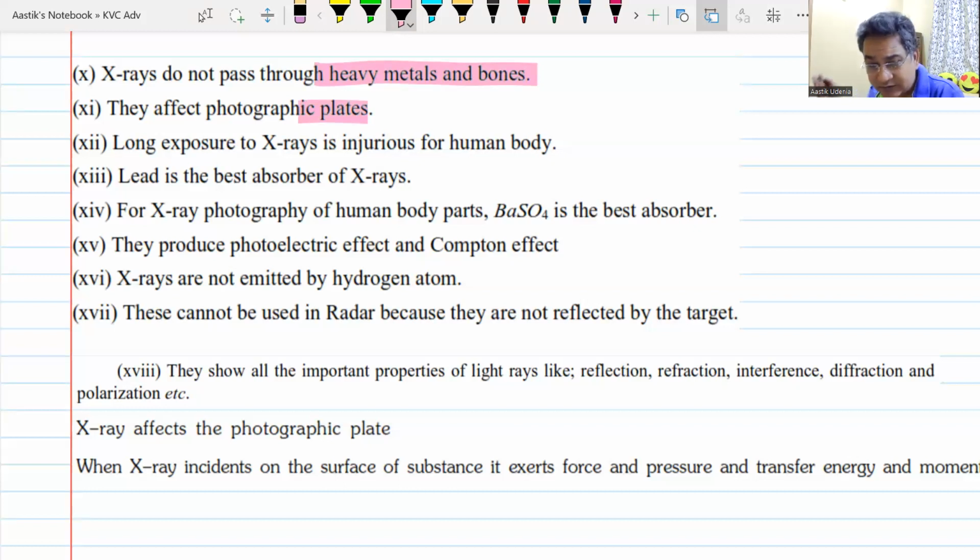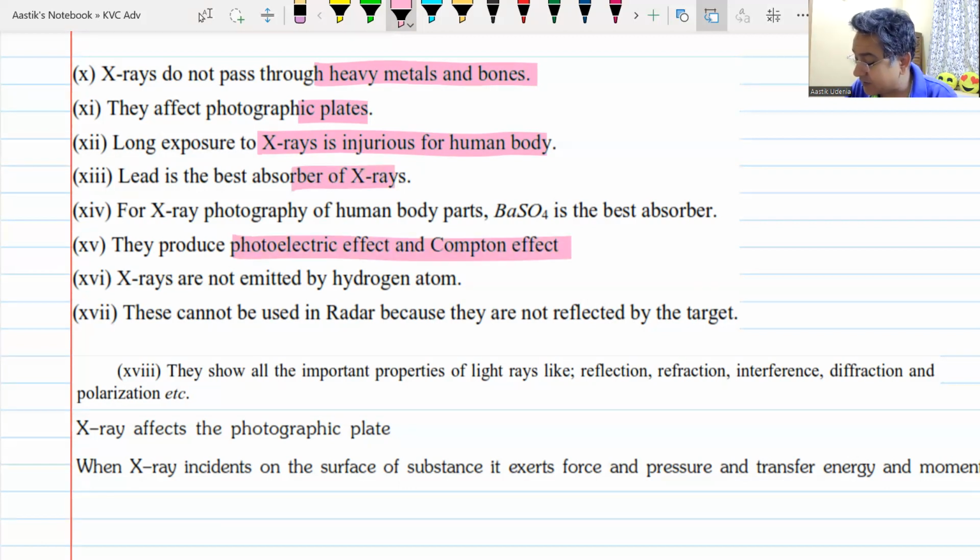They affect the photography plate, that is for use in medical purposes. Long exposure to X-rays is injurious. They are radioactive, as you can see, and people who have an X-ray lab, they suffer cancer very often. Lead is the best absorber of X-rays, so all these labs have a coating of lead which can absorb these X-rays. They produce photoelectric effect and Compton effect. We will see what this Compton effect is.